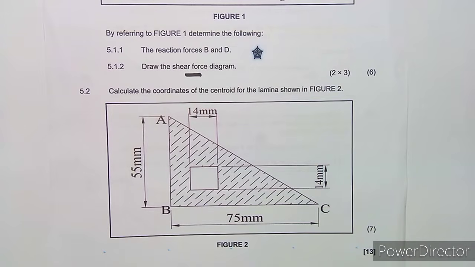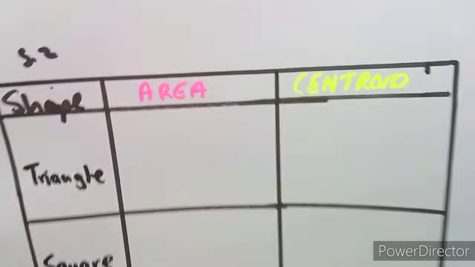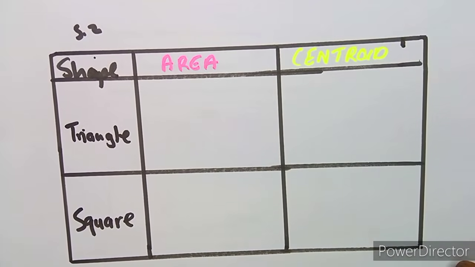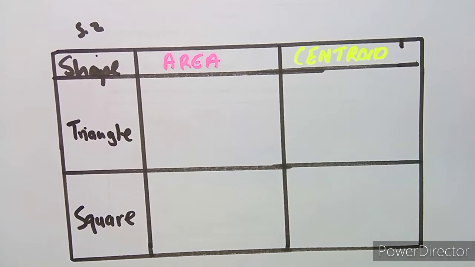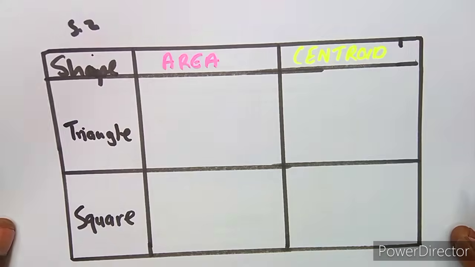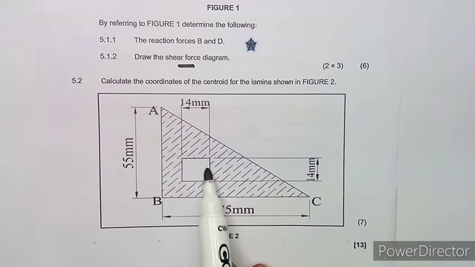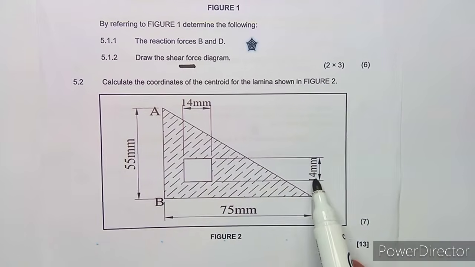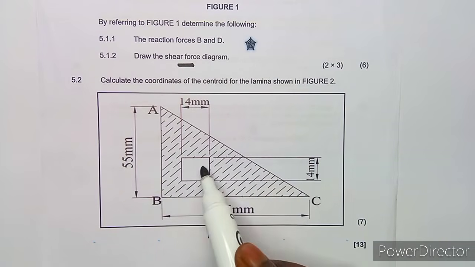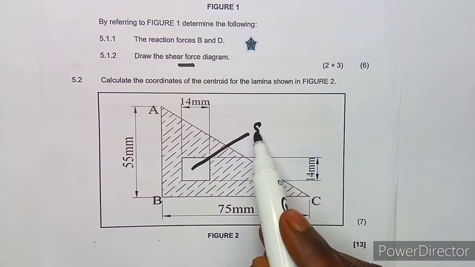This is it. We can have our figure like this. Let me just put it this way, maybe it can be clear. We can have our figure like this, where we have the shape, then the area, then the centroid. So in this case, we are talking of the shape, which is the triangle. As you can see, the bigger shape is a triangle. Then you've got a square, because this is 14 millimeters. This is also 14 millimeters. So this is a square.